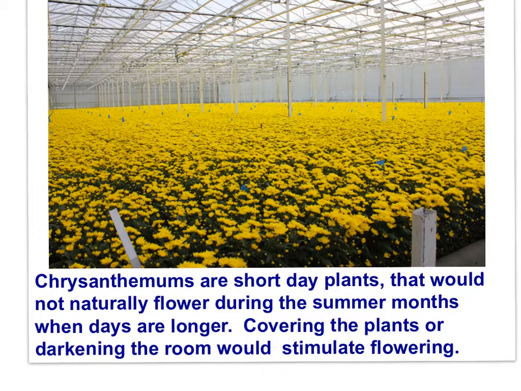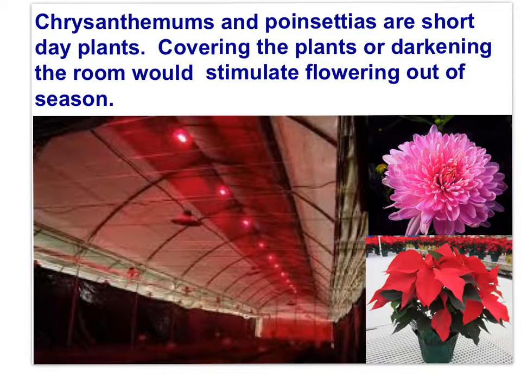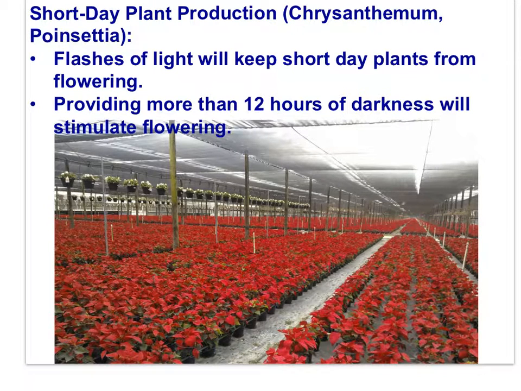Chrysanthemums are short day plants that would not naturally flower during the summer months when the days are longer. Covering the plants or darkening the room would stimulate flowering. Chrysanthemums and poinsettias are short day plants. Covering the plants or darkening the room would stimulate flowering out of season. This is a photograph of short day plant production, poinsettias in particular. Flashes of light will keep short day plants from flowering. Providing more than 12 hours of darkness will stimulate flowering.